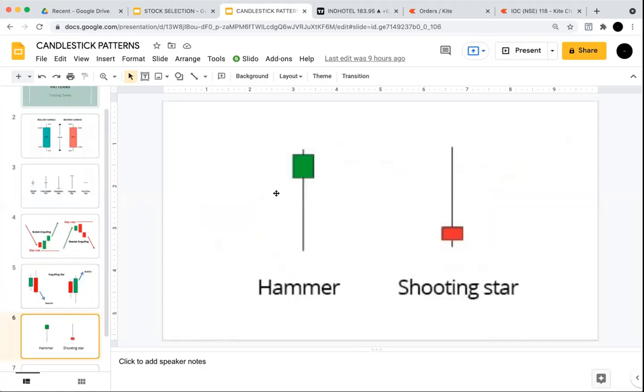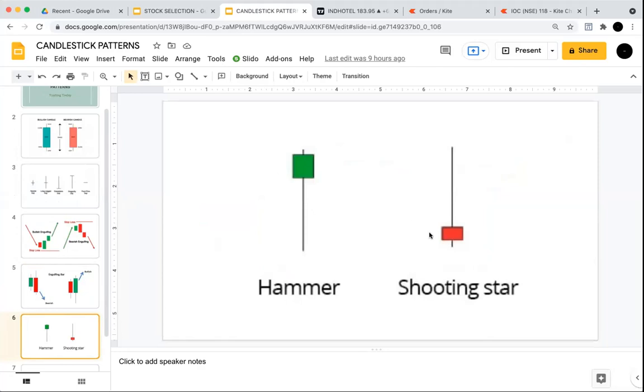Yes, the other one is the hammer. Okay, so this is the hammer. The price opened here. It tried to go down. It was rejected, and it closed up here even higher. See that? And it tried to go up a little bit further, but didn't close there. It closed further down. But this is called the hammer.